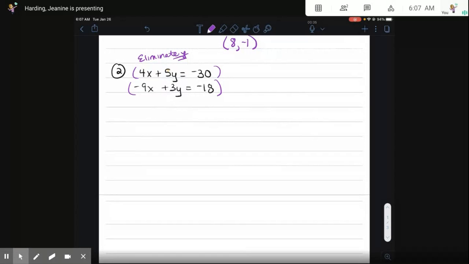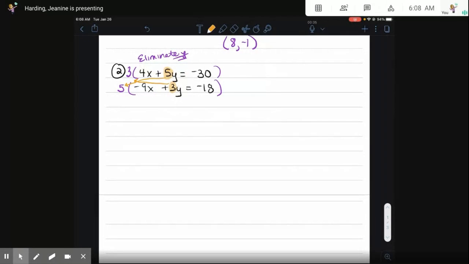Okay, so the easiest way to do this is to take the coefficient on the y and multiply the other equation by it. So in that first equation, the coefficient is 5, so I'm going to multiply the second equation by 5. In the second equation, my coefficient is 3, so I'm going to multiply the first equation by 3. Kind of picture doing a little switcheroo here.